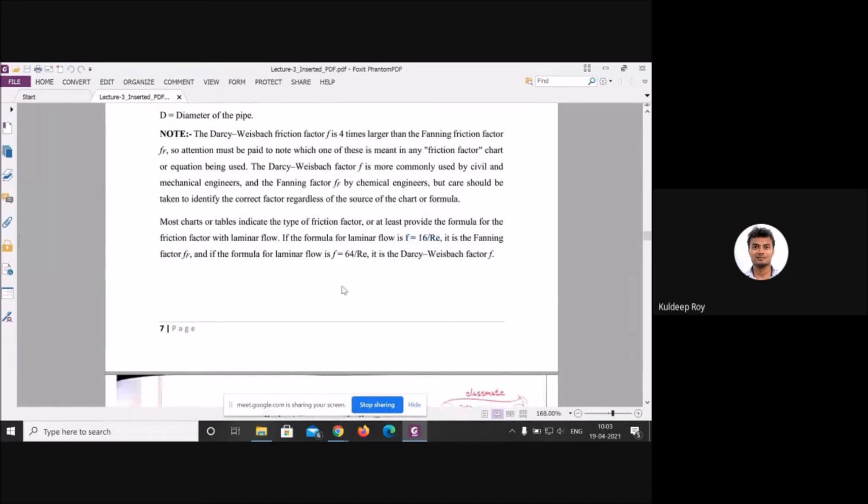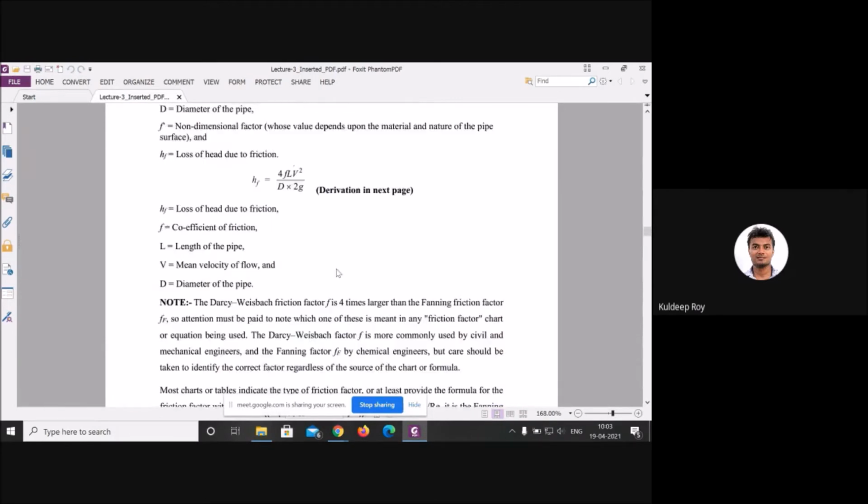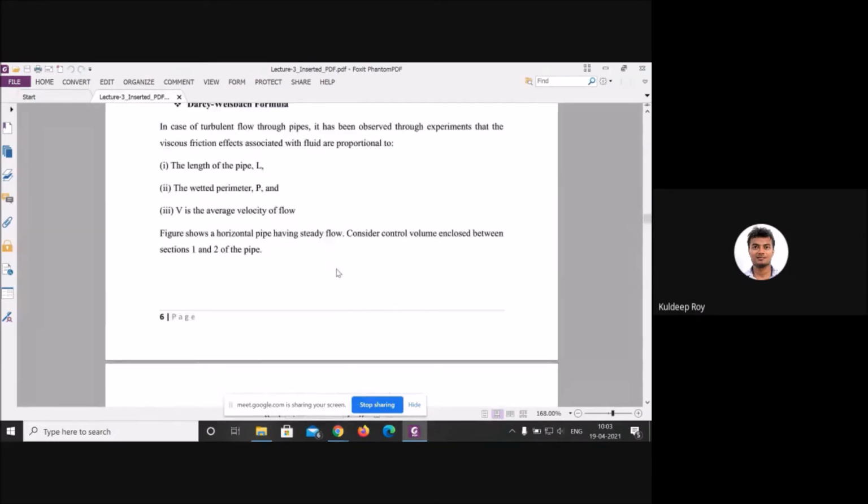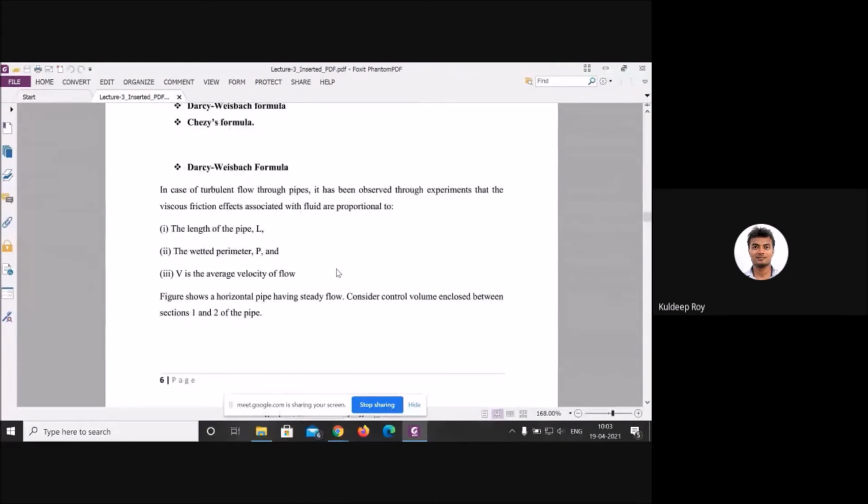I'm not very sure if it is related, but if someone asks how you will define the friction factor, this is the formula: the fanning friction factor equals 16 by Re, and for the Darcy equation 64 by Re, meaning this term is 4 times this term. That is what I want to show here. And so we have derived the Darcy-Weisbach friction factor.